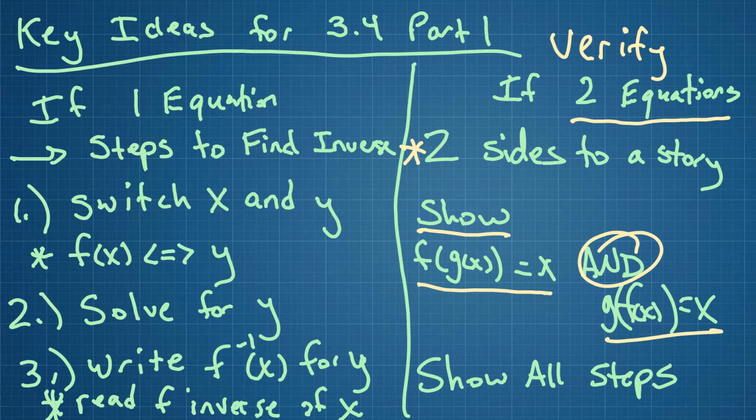Now remember, this is a proof. You're going to show all the steps because it's a proof. And then remember your closing arguments at the end. Okay, so that's really the two big ideas. If you can remember that much, you should pretty much do this section pretty easily.